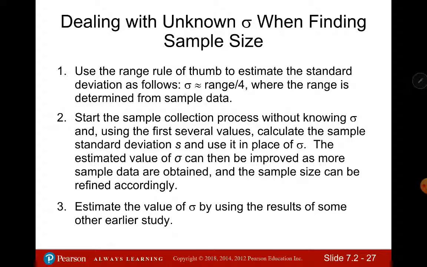Sometimes we do not know sigma, so we just use range over 4 to get the sigma. Or sometimes we will use the S to replace the sigma. Or we will just estimate the value of sigma by using some earlier study. So that depends on the previous knowledge. There are several ways to get the sigma, because most of the time we cannot know the sigma value.